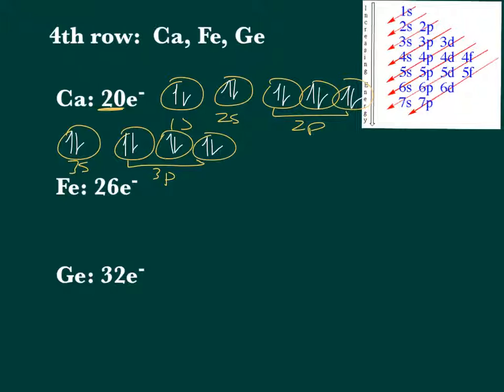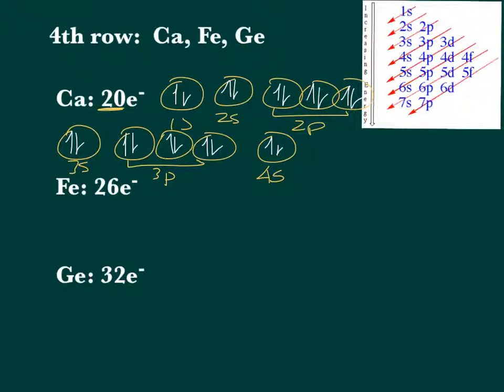So this one isn't too crazy at all. I can just draw my 4s. Remember, only one circle is required for the 4s. And there's my 19th and 20th electrons filled in. So that one's pretty straightforward. Iron's going to be a pain, though. All right, let's take a look at 26 electrons.